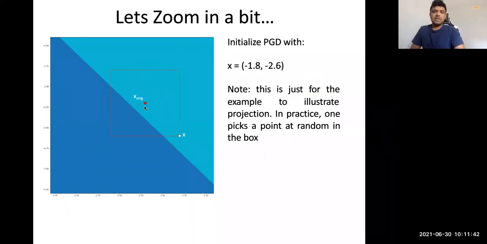So this is our original x, orange, and we try to pick a point near the corner. We want to illustrate our projection. It could have been any other point, and it necessarily wouldn't need projection. So to illustrate our projection, we're taking this specific point, and these would be the coordinates.